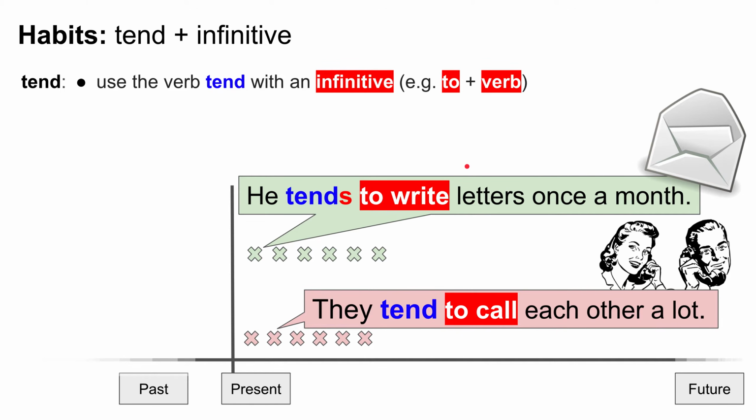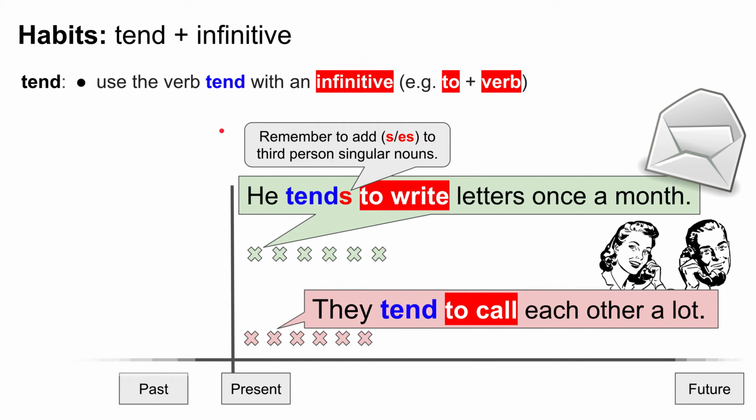So you can see that their habit is to call each other, and his habit is to write letters. Let me tell you something. Tend is a verb, and if you write tend in the simple present, you do still need to add s or es for third person singular nouns. So for example, they tend to call, but he tends to write, she tends to write, it tends to write, Santa Claus tends to write letters once a month. So add s or es to third person singular nouns for the verb tend in the simple present.